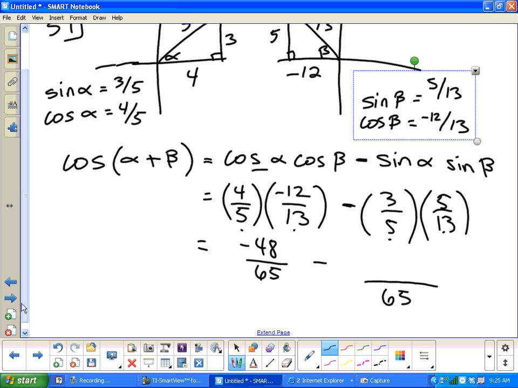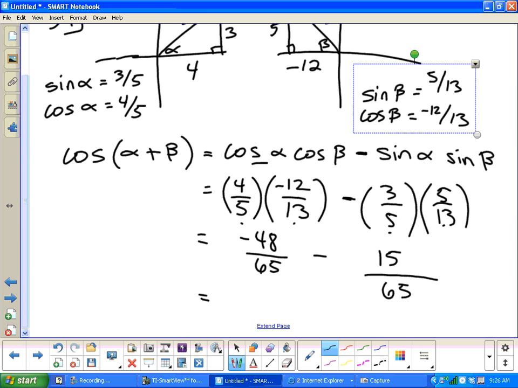What's the numerator there going to be? 15, but we're going to subtract it. So negative 48 minus 15 gives you negative 63. Okay, what do I do with the denominators? Just keep them the same. Okay, so there's your cosine. Right, now let's do the sine.